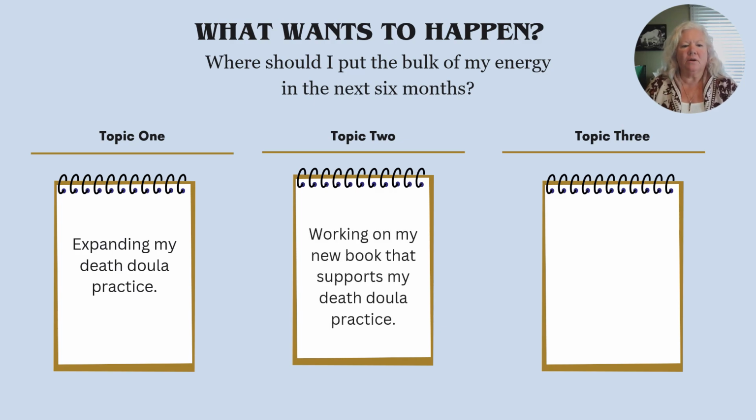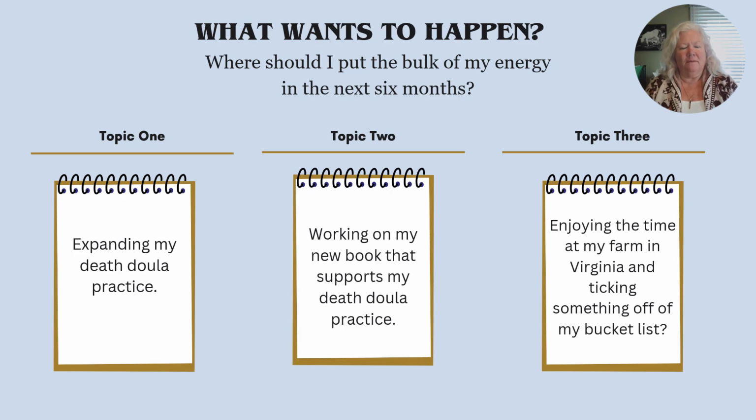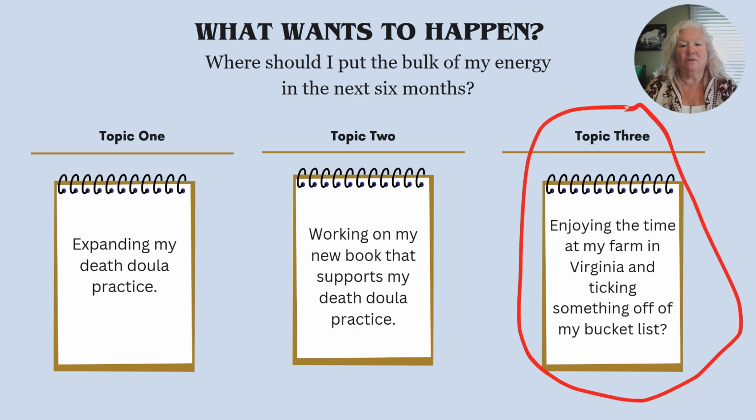And then the other part of that is I'm working on a new book that supports the practice. So those are the things that were at the forefront of my mind. But then the third topic that I was intuitively hearing was just enjoying some time on my farm with my horses and taking a few things off my own bucket list. And through the contemplative exercise, I realized that the third option was what wants to happen. Enjoying time at my farm in Virginia and ticking something off my bucket list.